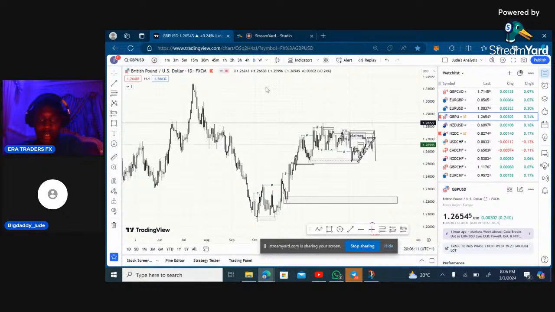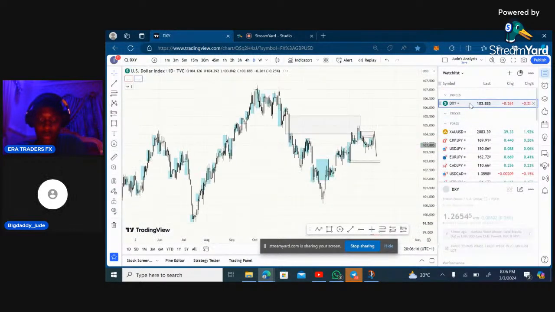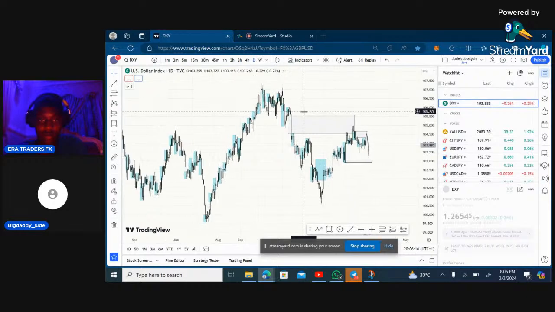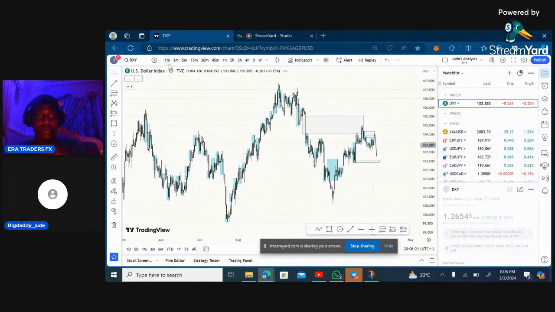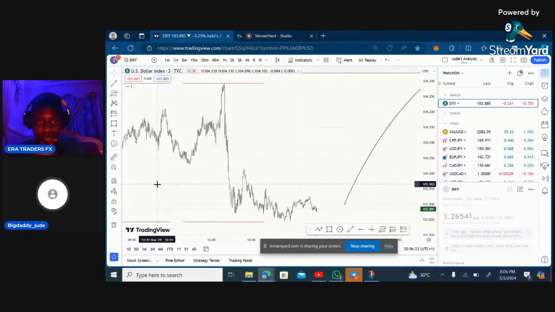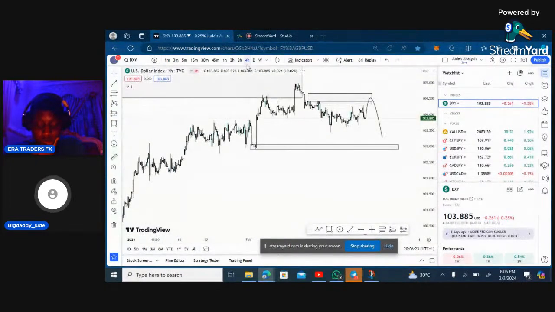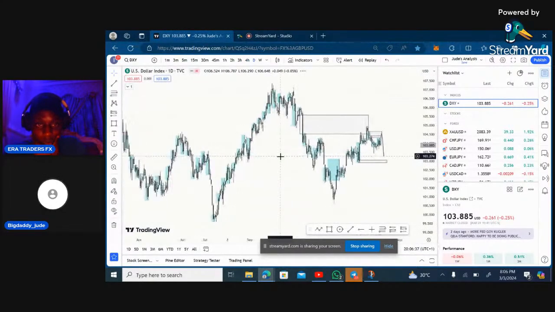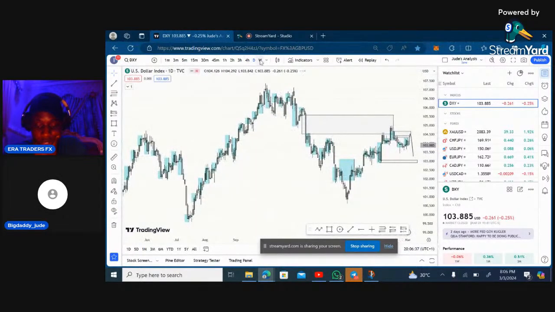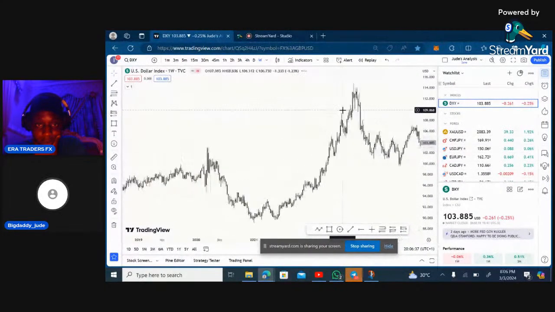So here you have the DXY, which is the US dollar on TVC. Now let's go over to the higher time frame, see what direction it looks like, and know what you're expecting for the week. I think I already had some analysis here before, but let's see.